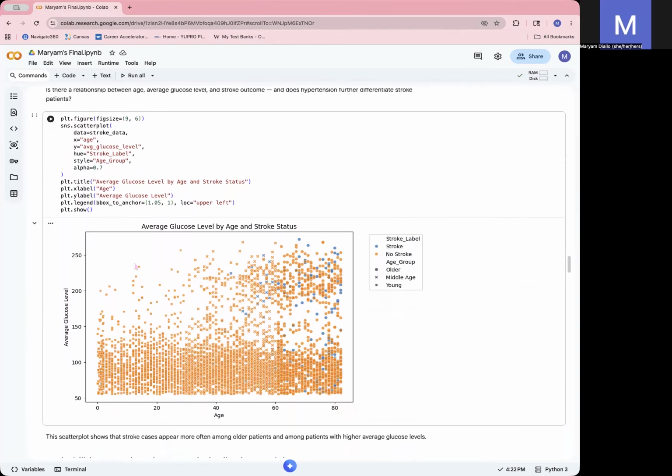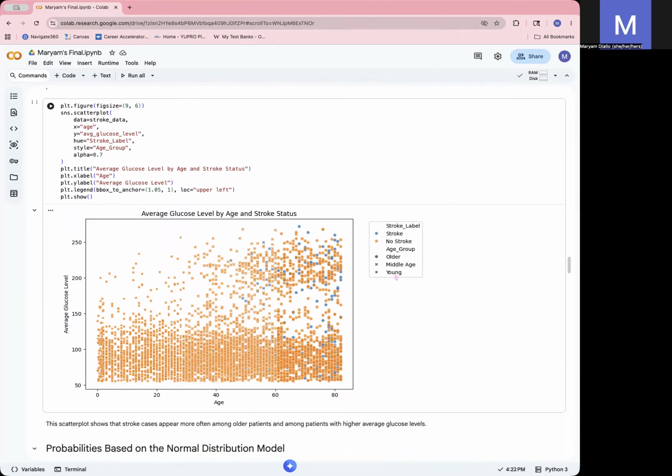And then just the style. So if they're an X, they're middle age, a circle means they're older, and a square means they're younger. It will be blue if they had a stroke, and orange if they did not.